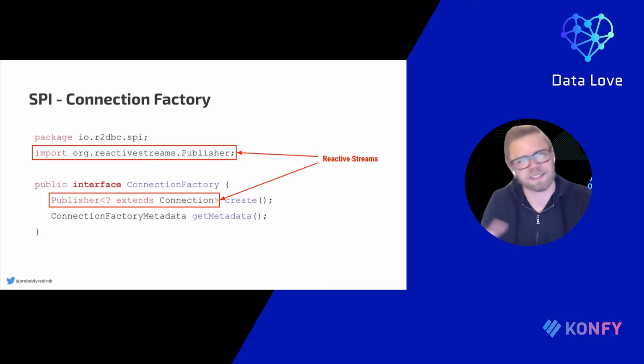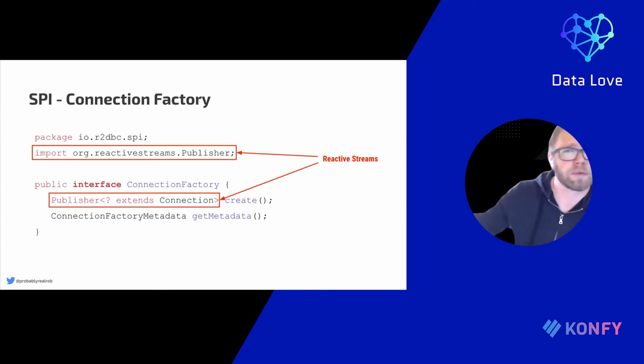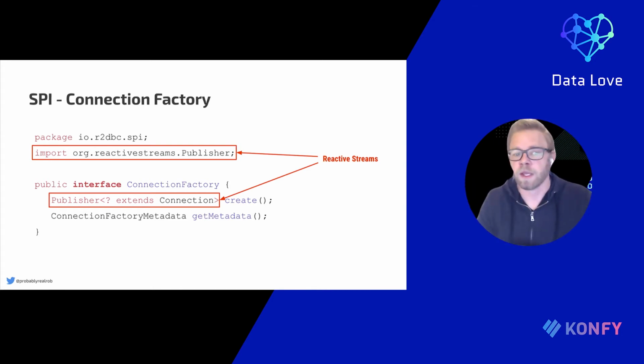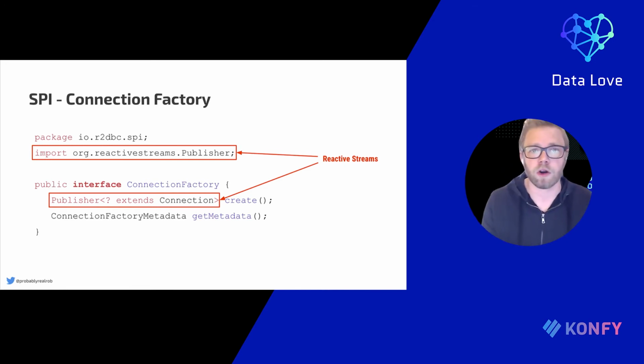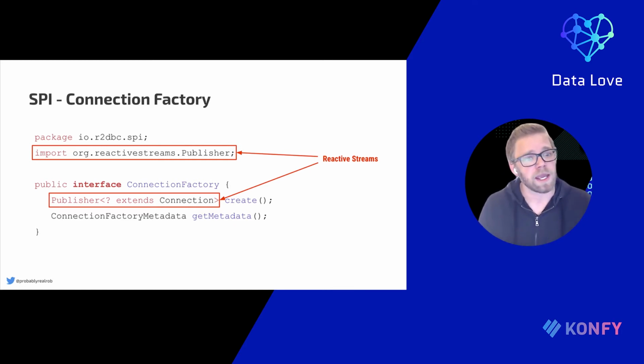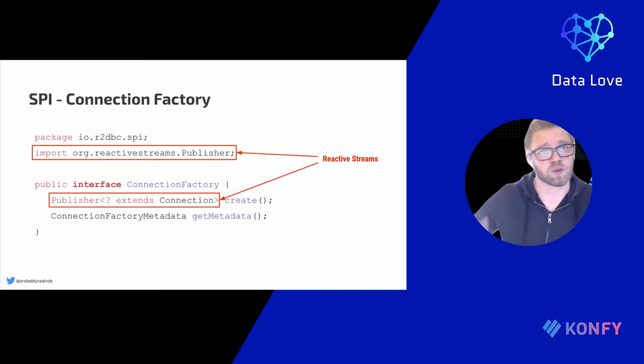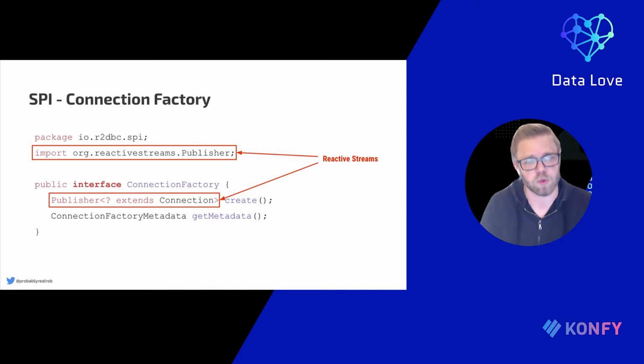Now, normally in a JDBC or really any other type of driver, whether it be a Node.js or a .NET driver, the idea is that when you call create, it's going to return a connection object. But in R2DBC, of course, it's going to give you a publisher. And that publisher is something that you can subscribe to. And when the object you've requested has been created, it's going to be sent to you reactively, right?